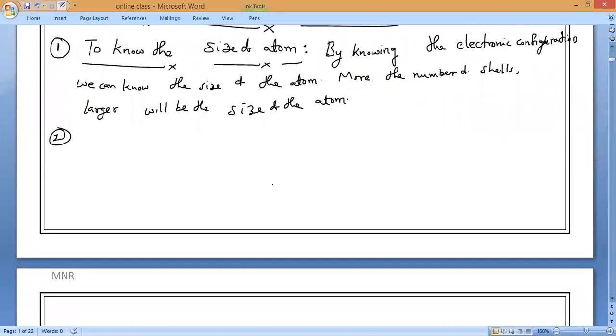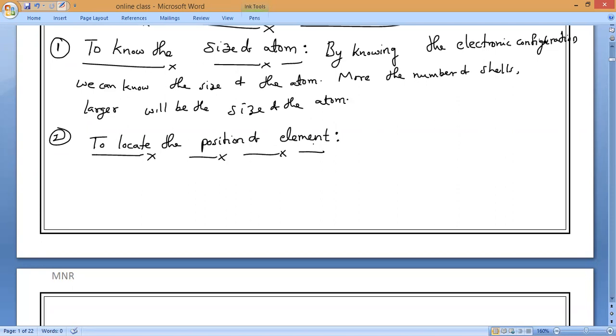That is next. The second one is to locate the position of the element. So what is this position? Let us explain so that you will understand very clearly. Now, you might know the periodic table. You might not have seen it, but definitely you might have seen it in school or somewhere. The periodic table will be like this.